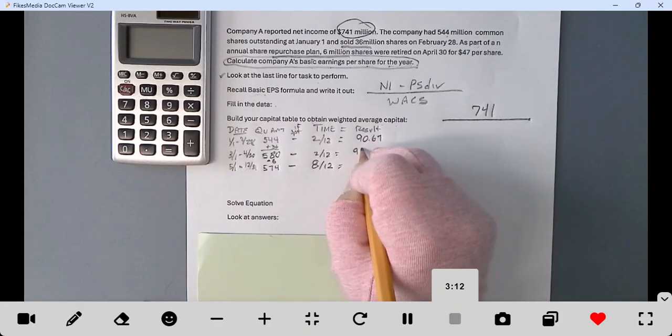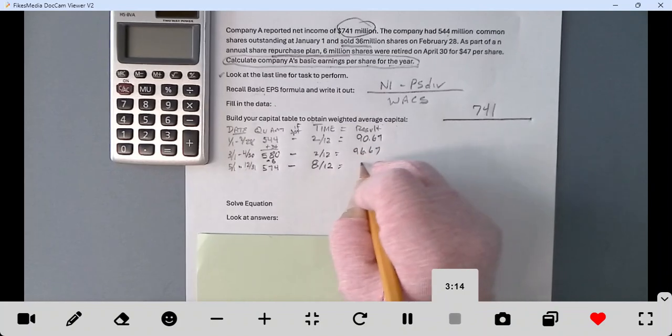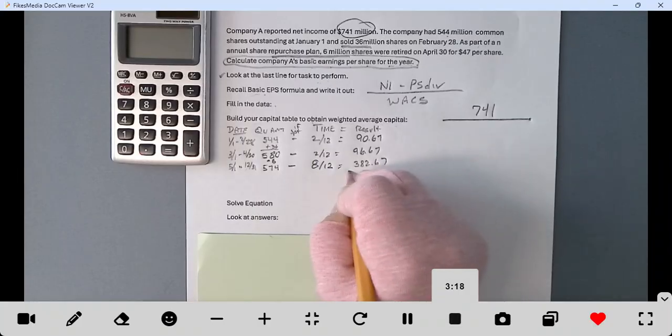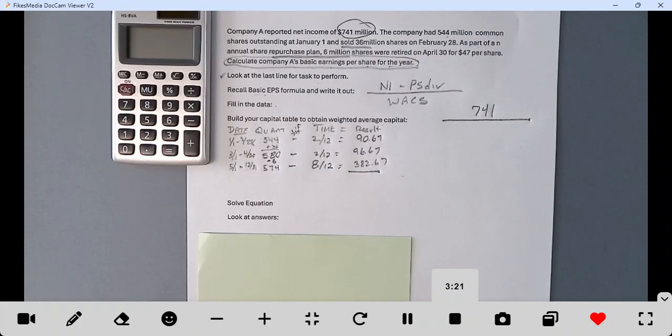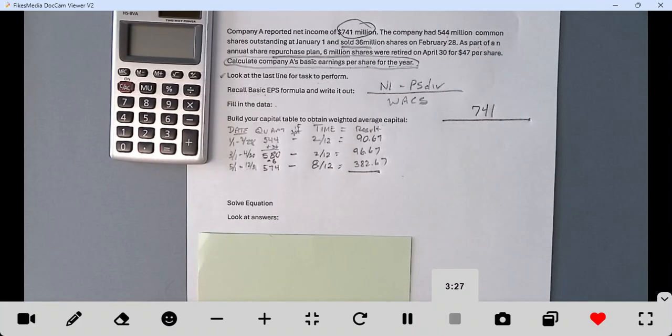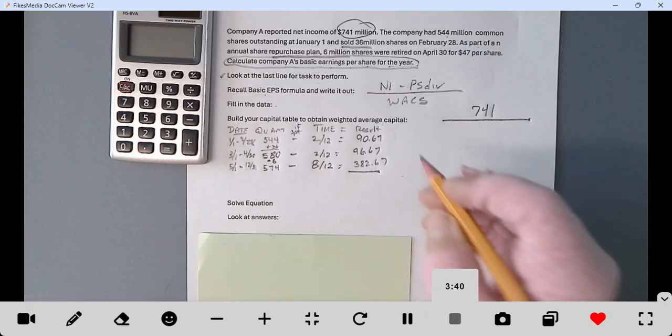90.67 is your first result, 96.67 your second, 382.67. I'll let you catch up with those calculations. You should do the calculations on a typical 10 key type calculator. You can do it on a screen. You can do it on your telephone as well, because you will have a calculator on the screen at the test center. You should be familiar with how to use that.